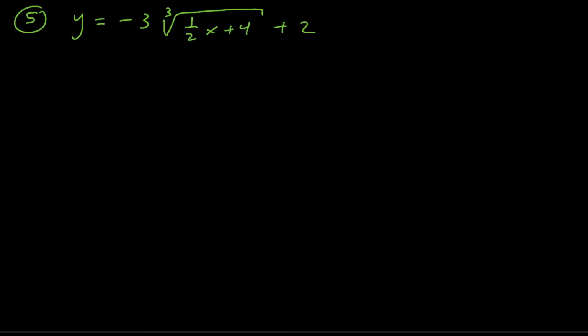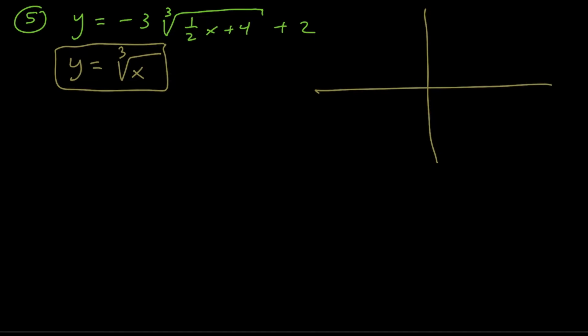Okay, number 5. What did you get for the parent function on this one? Well, it looks like we have y equals the cube root of x. That's our core function. And just remember, the cube root function looks something like this. Again, I'm not doing this on graph paper, so it's not exact, but here we're focusing on the transformations. So again, like I like to do it, I basically identify that parent function.